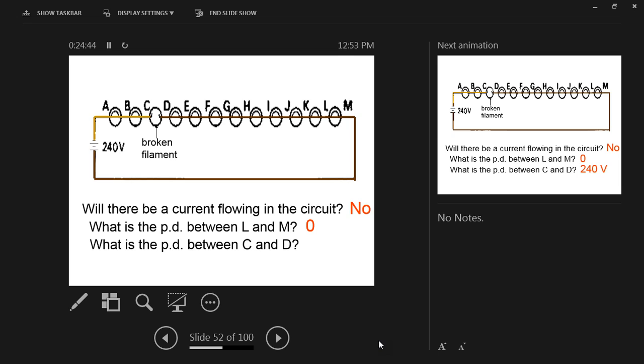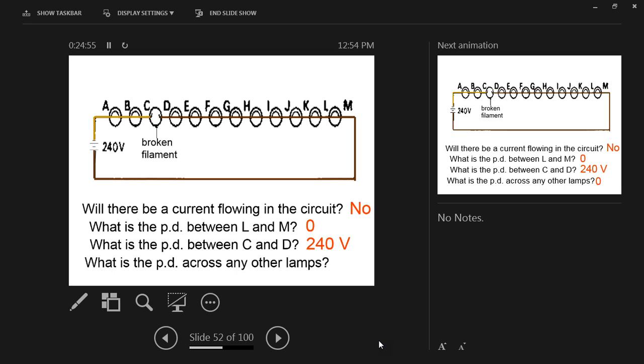Right? The PD between C and D, because C is connected to the head and D is connected to the tail directly, you get 240 volts. And the PD across any other lamp will be 0. Because the left leg and right leg of the voltmeter will always be either on the brown line or completely on the yellow line. Okay, so you all get this? You don't get the what? The leg part of the voltmeter?